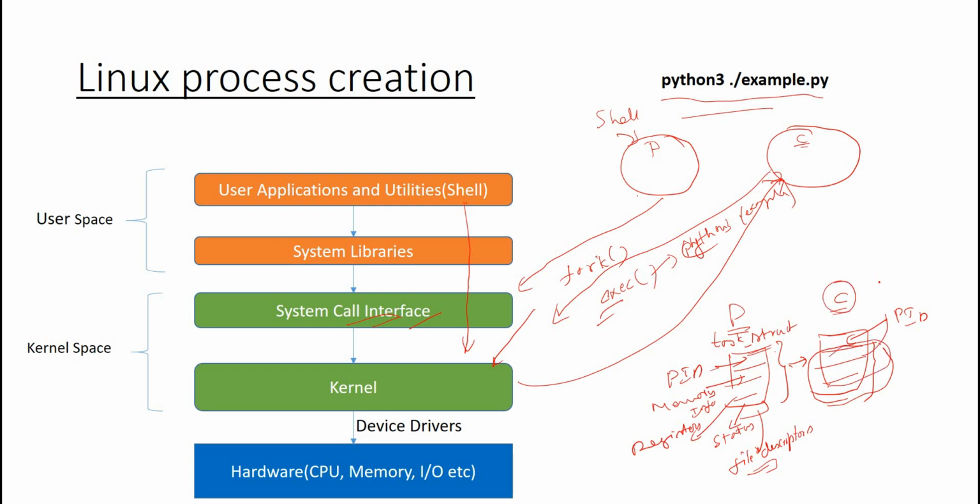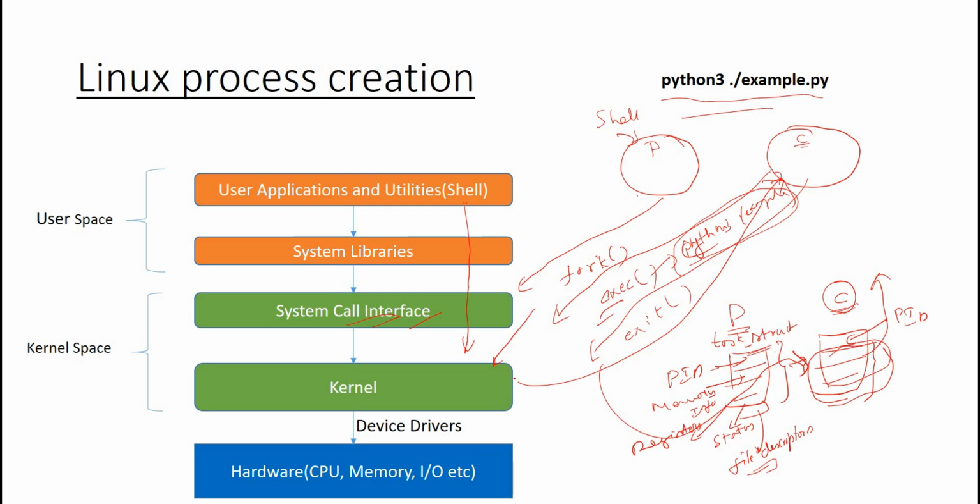Now this structure will contain completely different information when compared to the structure corresponding to P. So this will contain new memory structure, new registers, new status, new file descriptors and so on. So once this process table is updated, the child process will try to execute python3 ./example.py within this process. So it will keep on executing the process. Once the process is completed, now the child process will send one more call to the kernel with the function exit. Once the kernel receives this exit call, then it will clear off the structure corresponding to the process C.